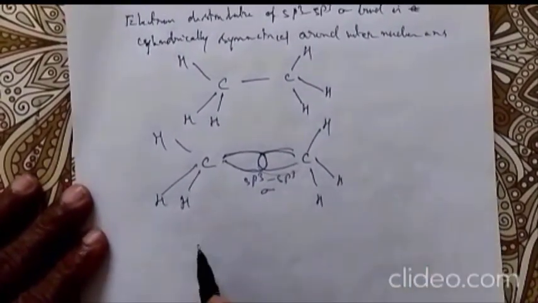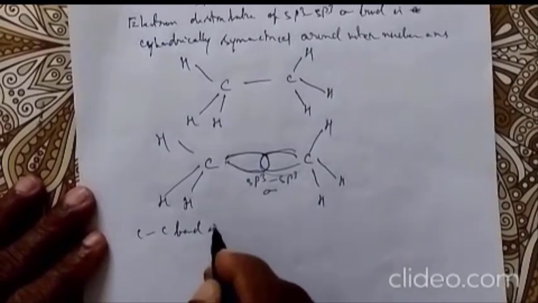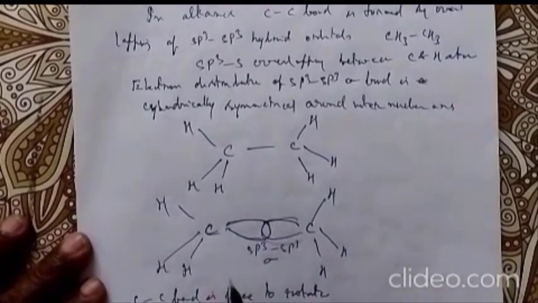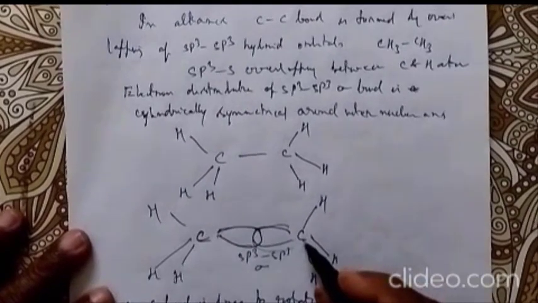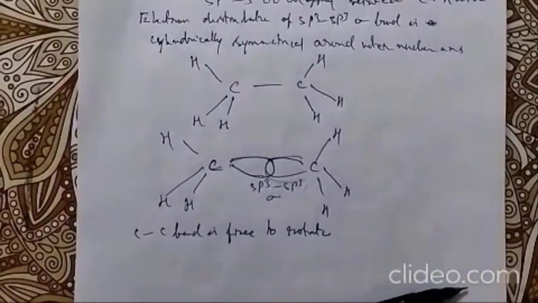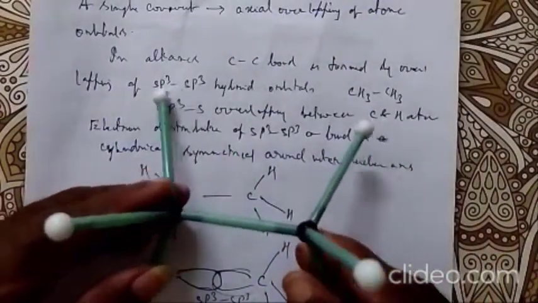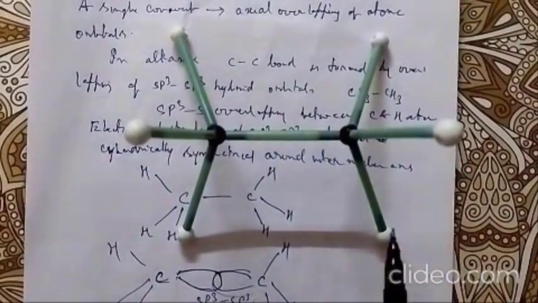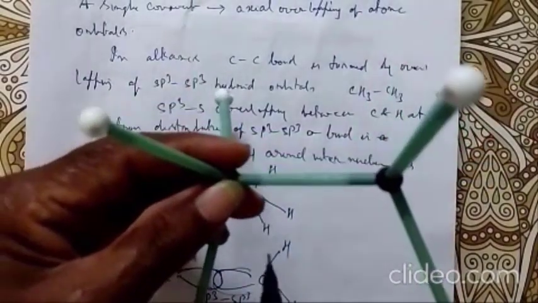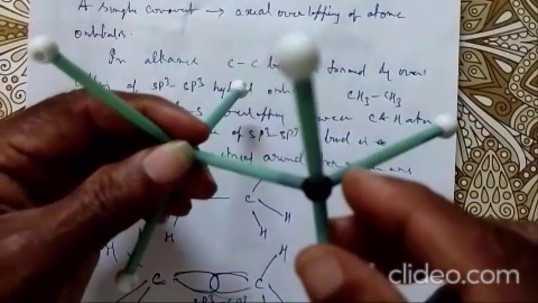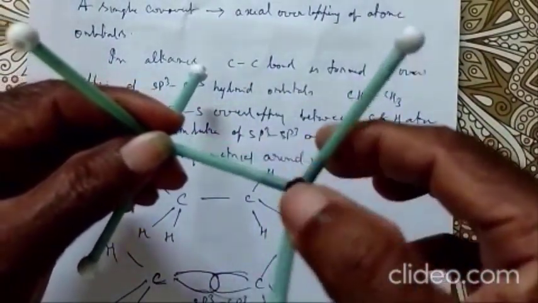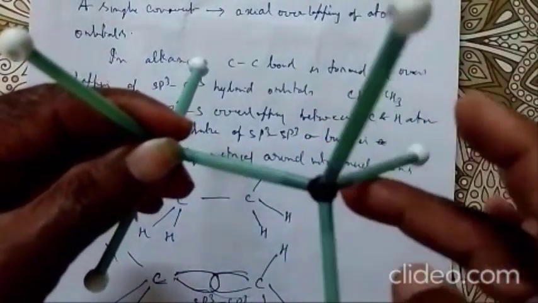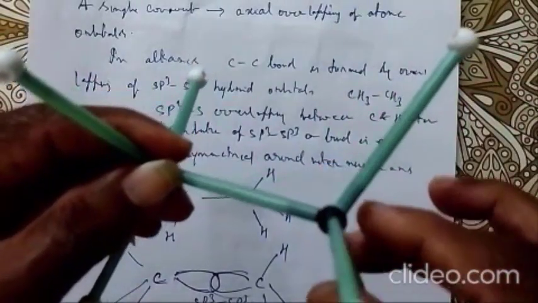Now this electron distribution is cylindrically symmetrical around the nuclei of both the carbon atoms. Because of this, the C-C bond is free to rotate. That means fix one of the carbon atoms, and the second carbon atom can be rotated. Now let us have this in a three-dimensional picture. See, this is carbon, this is carbon, and these are hydrogen atoms. Fix one carbon atom firmly and you can rotate the second carbon. In different angles it can be rotated. So the single bond is free to rotate.